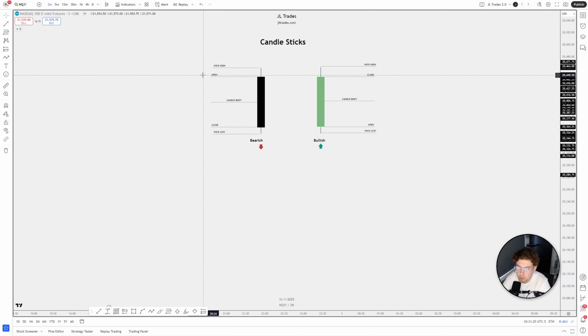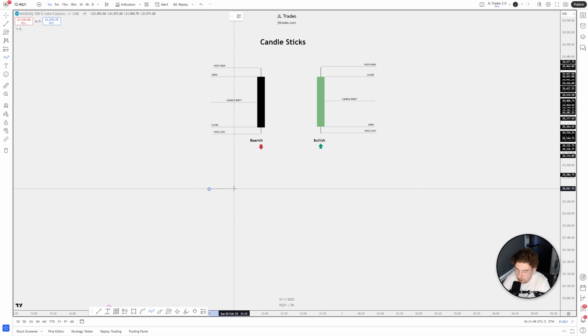What happens is, when the previous candlestick has closed, a new candlestick will print. It will open, and if it ends up being a bearish candle, it will have a wick high, then a wick low, and then it will end up closing lower than the opening price. That is how a bearish candlestick is printed. So it looks like this.